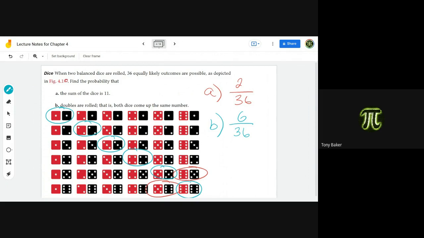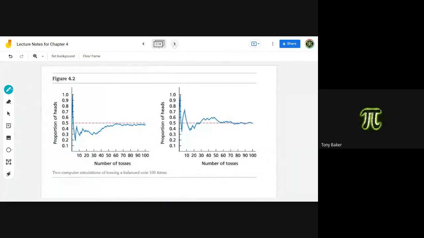So come on, baby. There you go. So they did a couple of simulations of flipping a coin 100 times. You can see this one right here, they're flipping it. This one apparently liked tails, so tails came out a lot more. But as we got closer and closer to 100, it got closer and closer to that 50%.